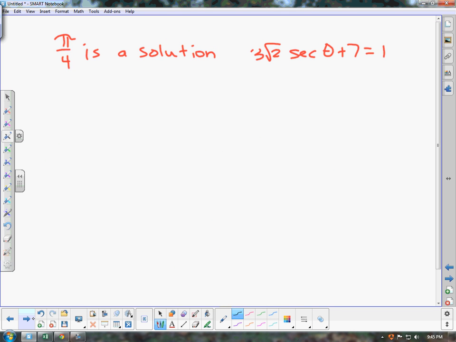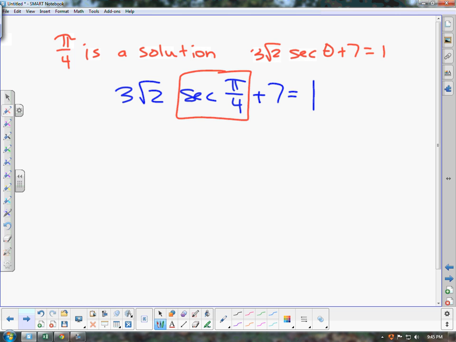All right, so now here it says pi over 4 is a solution to the 3 square root of 2 secant theta plus 7 equals 1. Well, you can substitute that into it, and you have 3 square root of 2 secant pi over 4 plus 7 equals 1. And now just figure it out. Secant is no different than 1 over cosine of pi over 4. Now, what is the cosine of pi over 4? That you should know is the square root of 2 over 2. So it's 1 over the square root of 2 over 2 times 3 square root of 2 plus 7 equals 1.